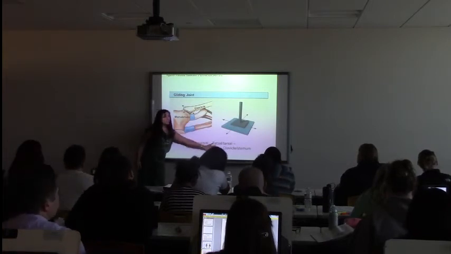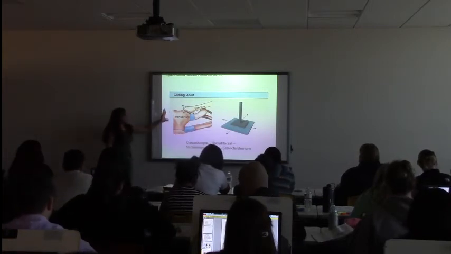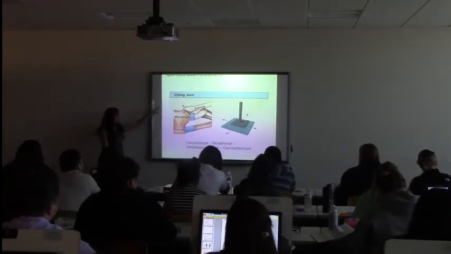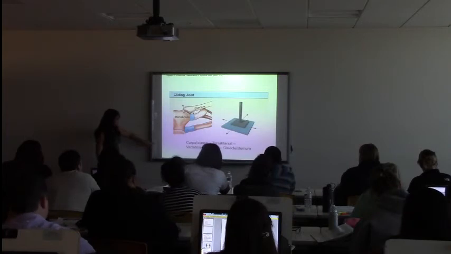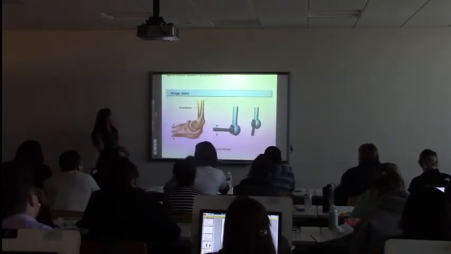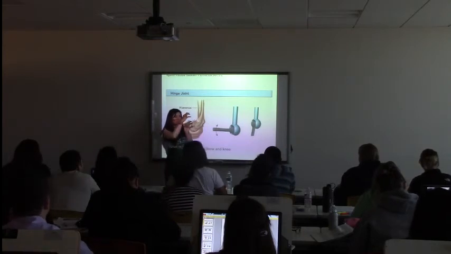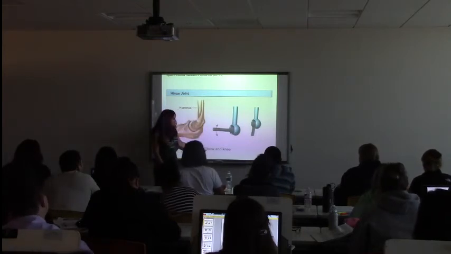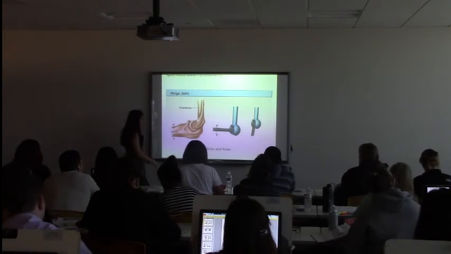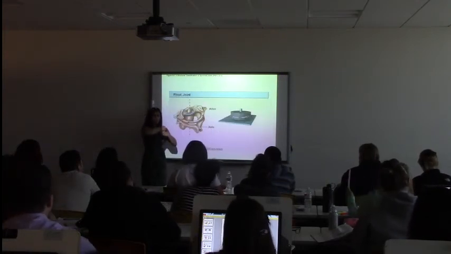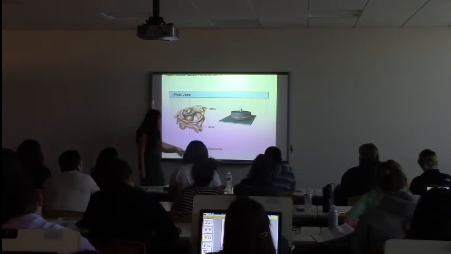And this is a location where you find a gliding joint. So make sure you know where it's found and which direction they move in the name. So make sure you know these slides. Hinge joint: it's like a hinge, moving like that. It's found in the elbow and knee. Pivot joint: basically it's moving in a circular fashion.